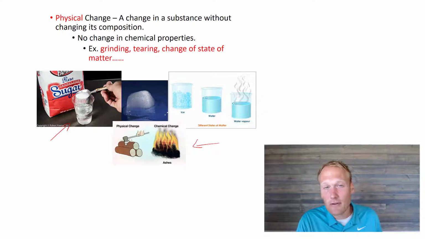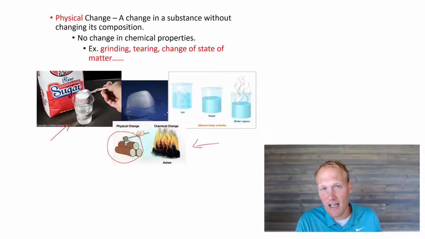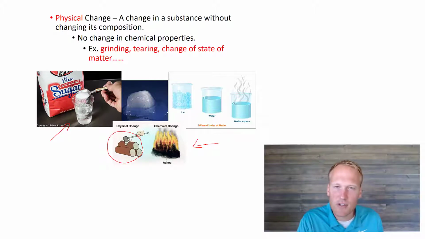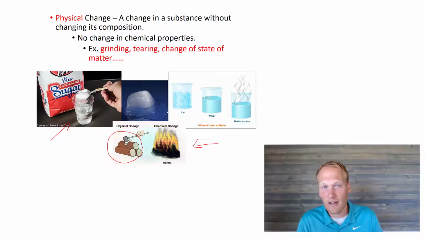And then finally, if you look down here at the bottom, we have a physical change, which is like the cutting of a log of wood, and then the chemical change is when we burn it. So any kind of grinding or tearing, or like the rubber on the bottom of your shoes rubbing off, that would all be physical changes because it's still the same substance.